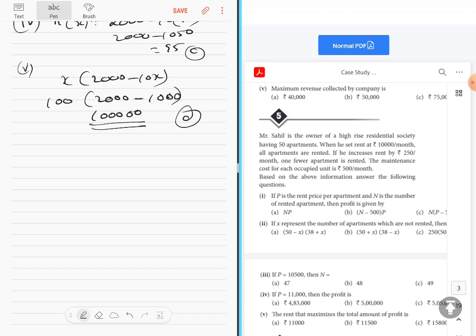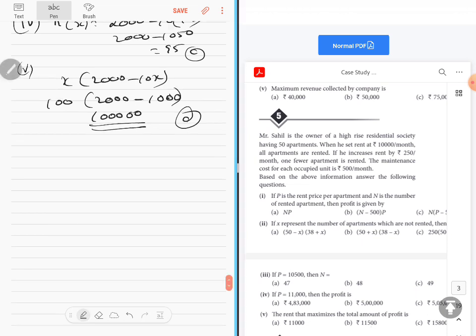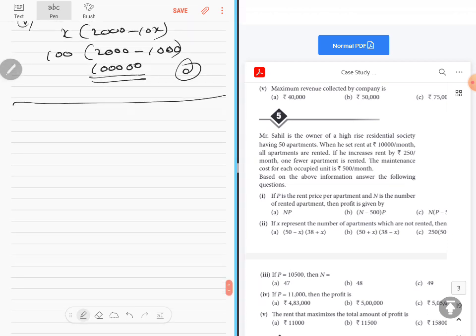So let's do this sum. 50 apartments, high-rise residential, in which he has 50 apartments in total. When he sets a rent of 10,000 per month, all the apartments are rented. If he increases the rent by 250 per month, one fewer is rented, which means one person is leaving.